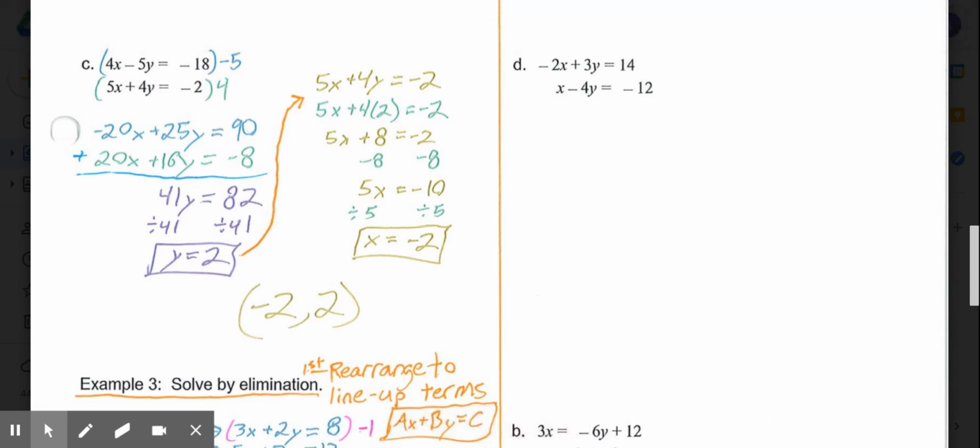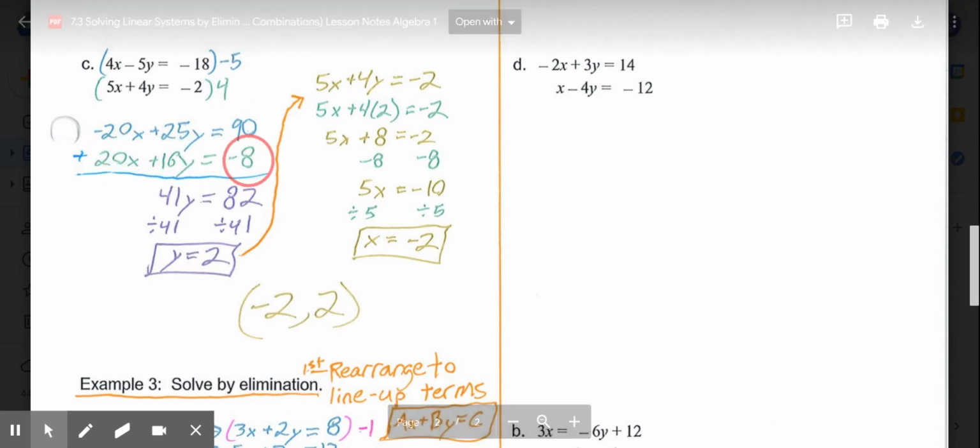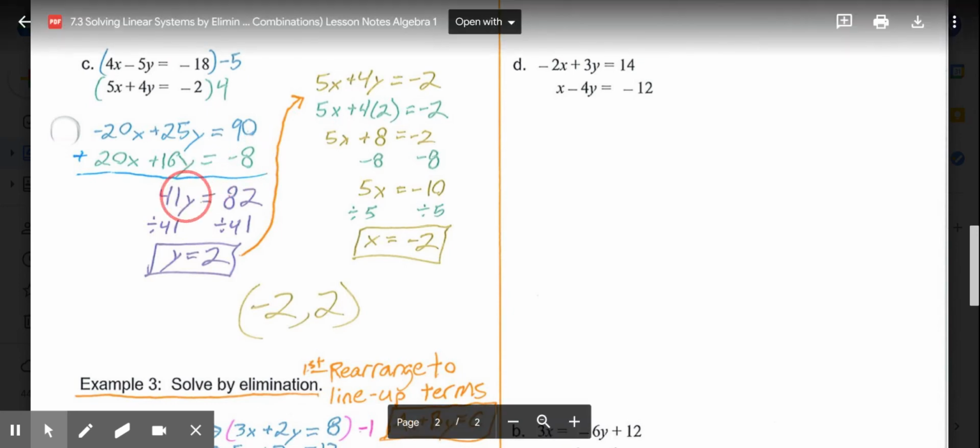That'll give me on top a negative 20x and on bottom a positive 20x. So we end up with the two equations here, negative 20x plus 25y equals 90 and 20x plus 16y equals negative 8. Add those together and we end up with 41y equals 82. Divide by 41 and y equals 2.